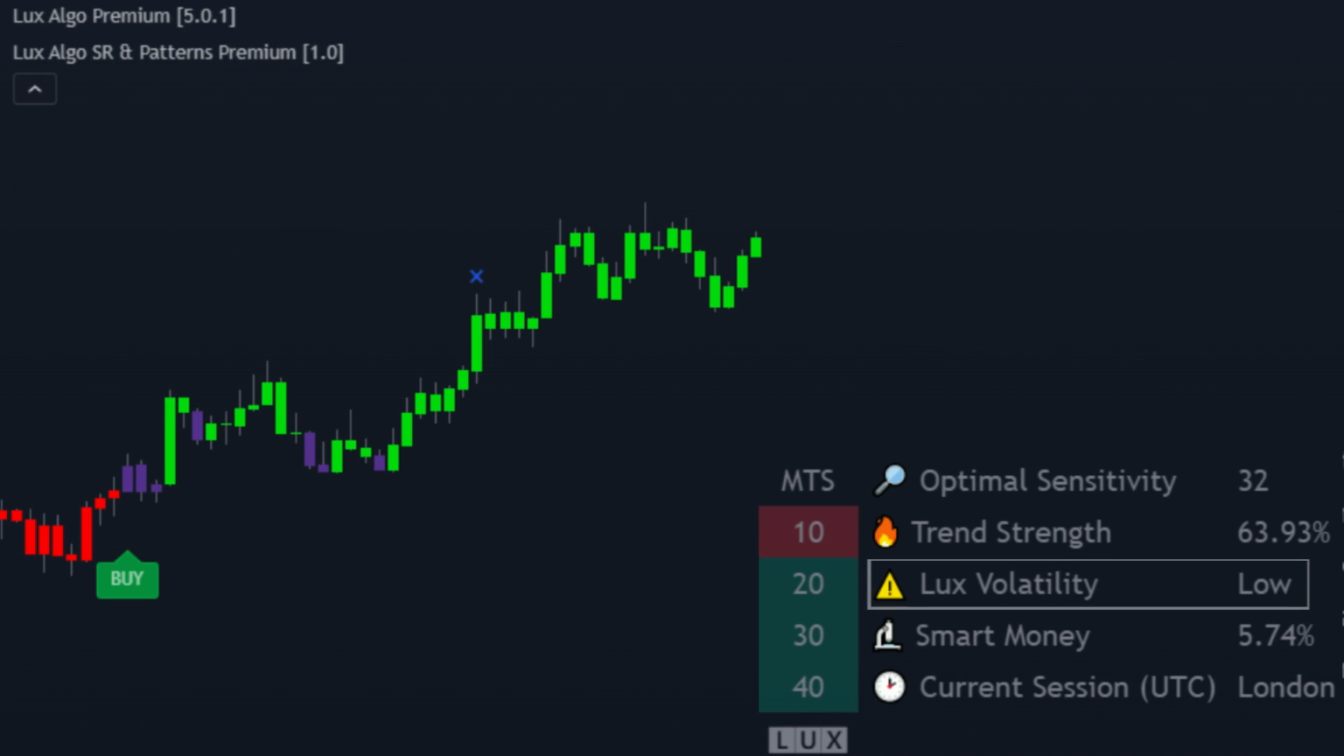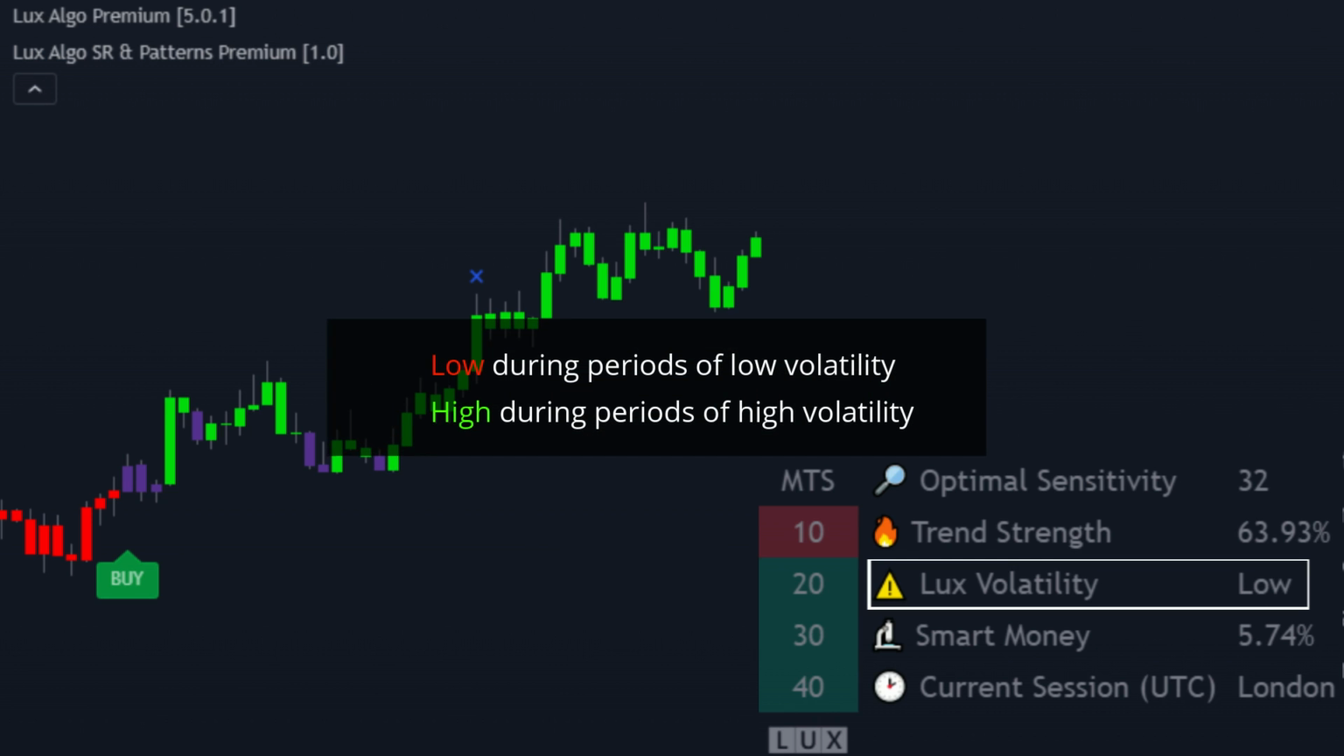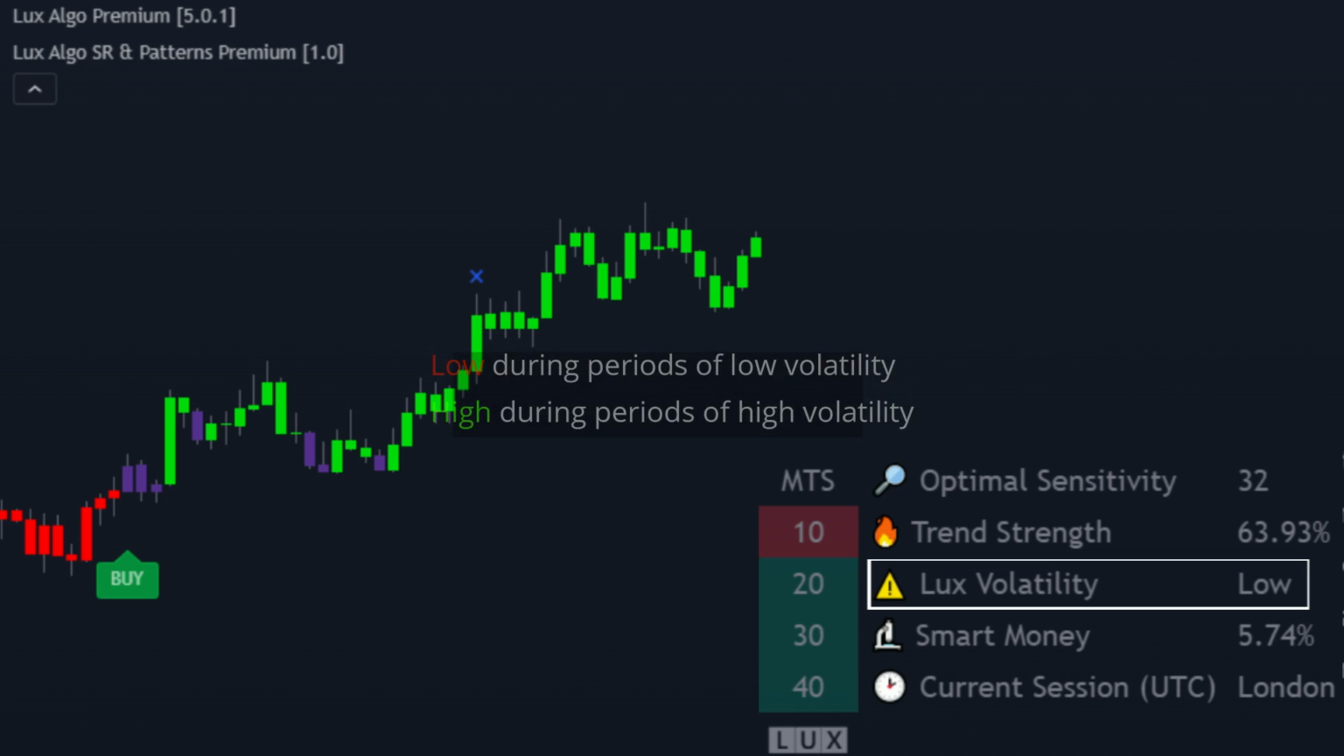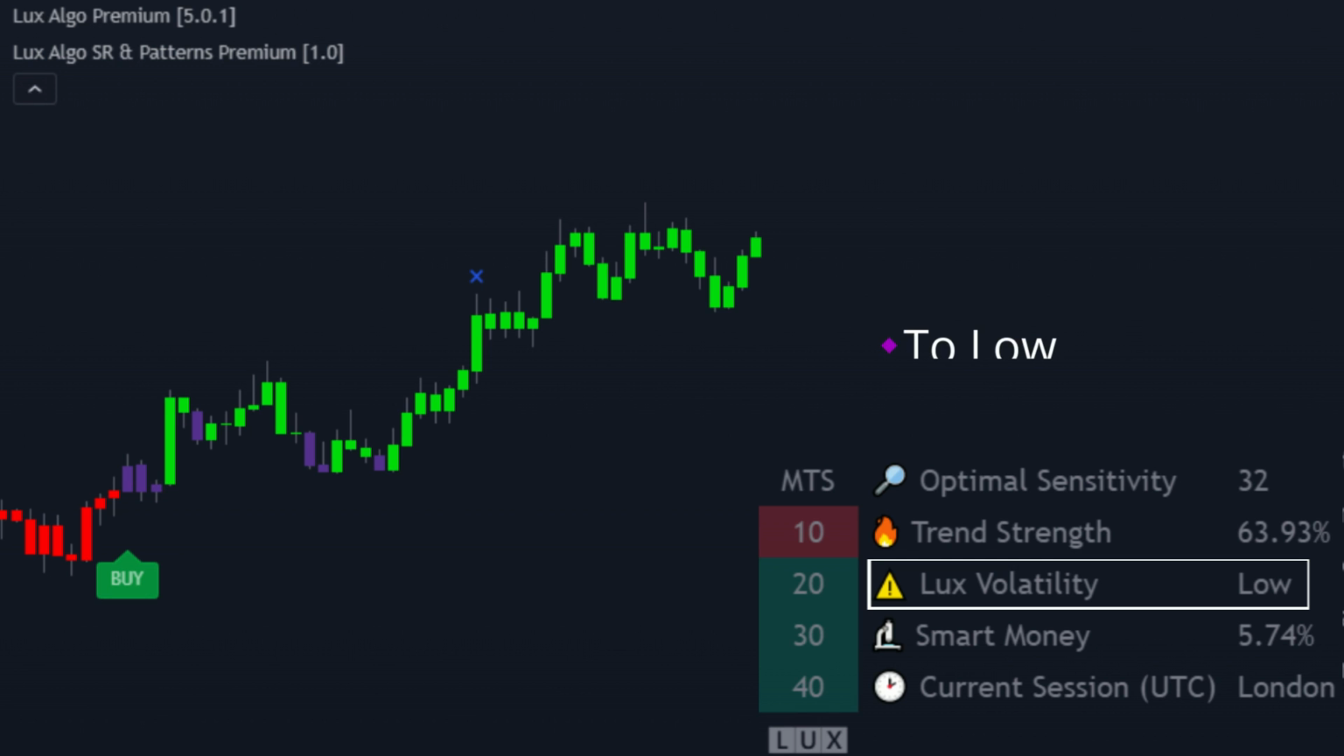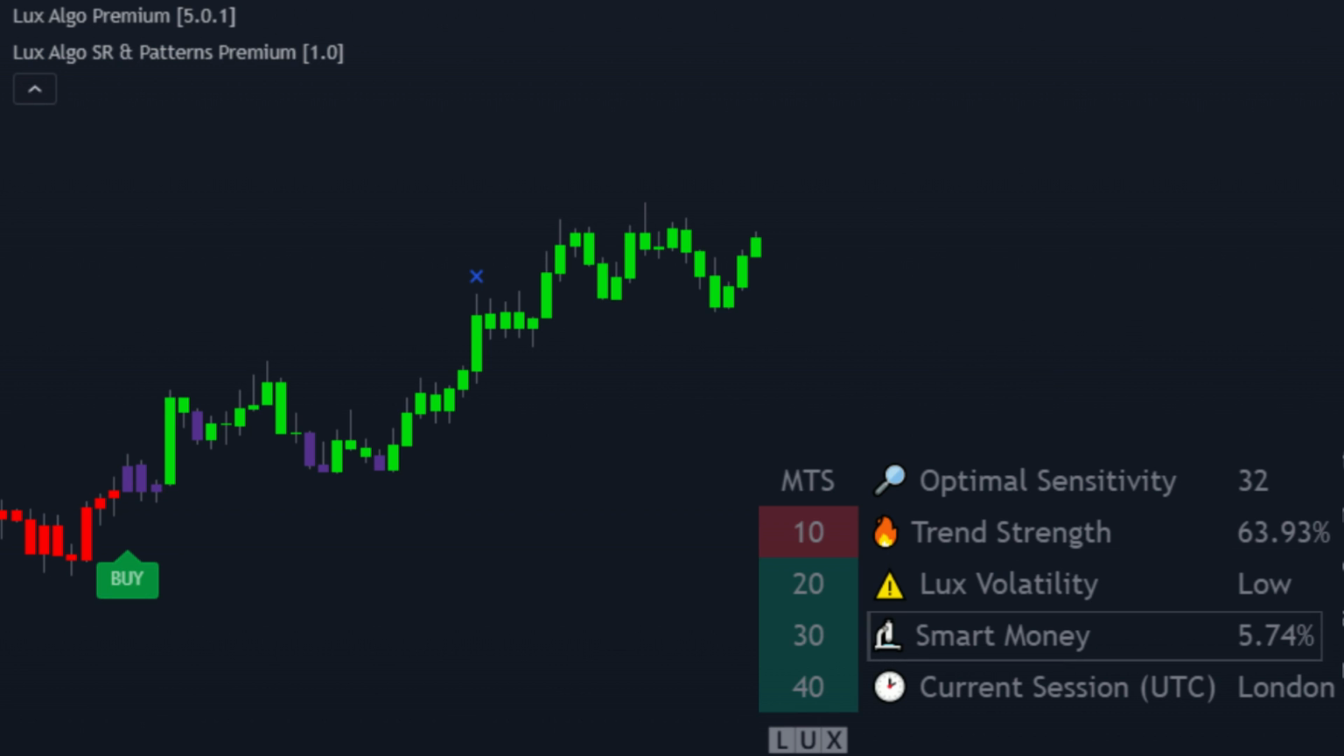The Lux Volatility section on the dashboard is based on the Lux Volatility indicator and returns either low during periods of low volatility or high during periods of high volatility. When the warning sign appears, this happens when the volatility is either too low or too high. The smart money metric aims to indicate the percentage traded by institutions on the current bar.